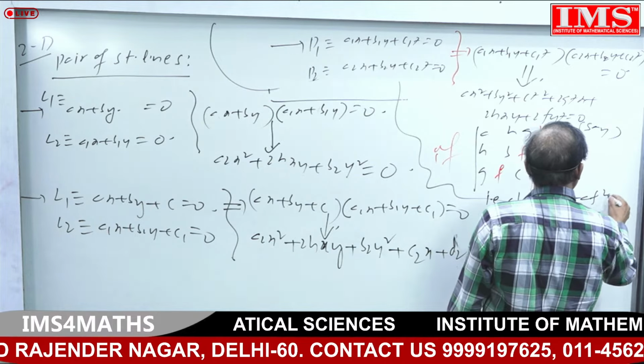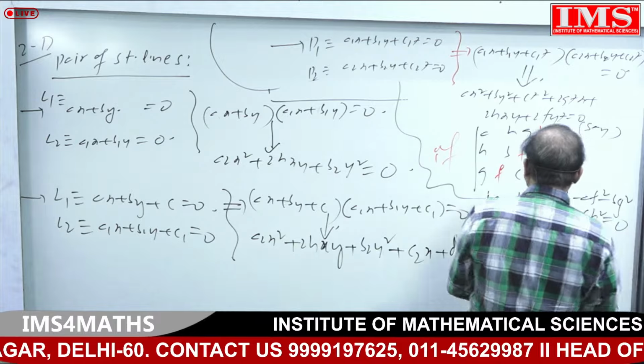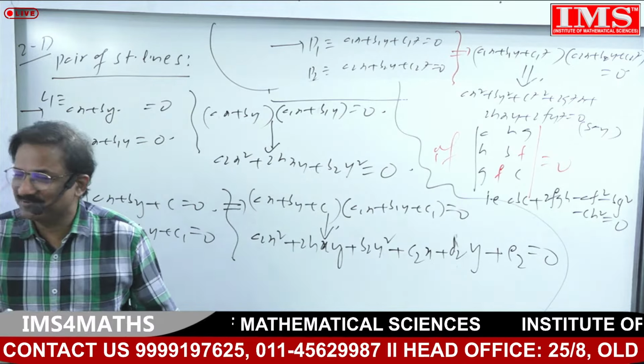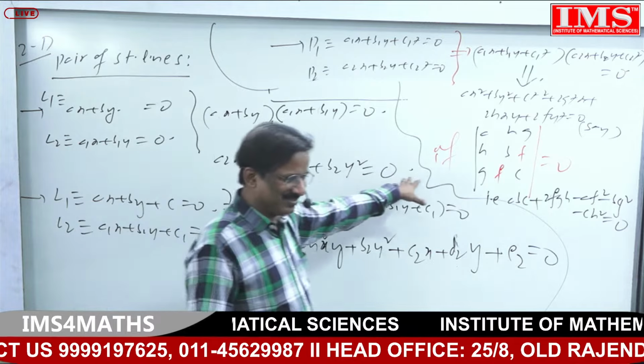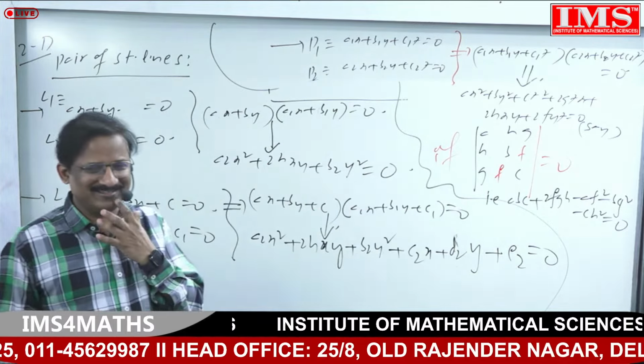minus f square minus b square minus c h square is equal to 0. Will you get this only from this determinant? You might not remember. In 2D also the same thing we will see. But why should I say 2D? Better I would say, in 3D the same thing.